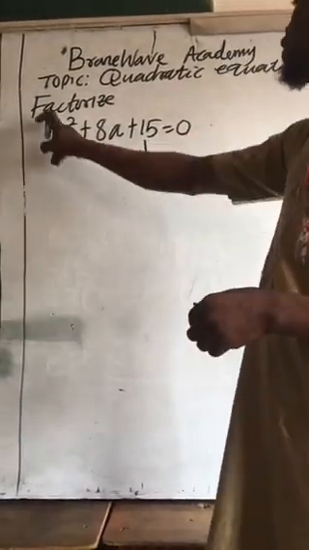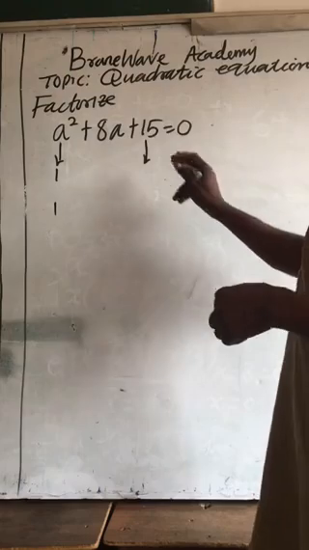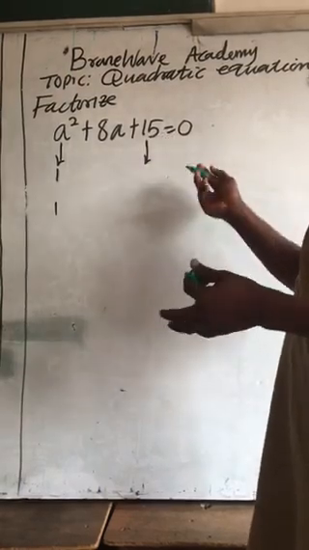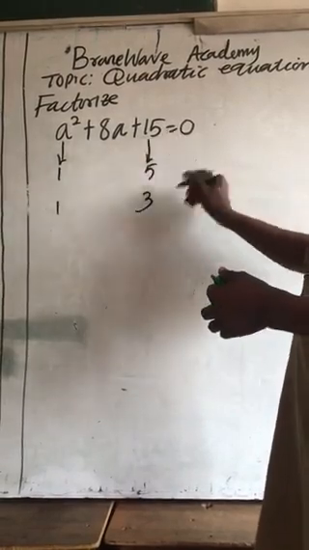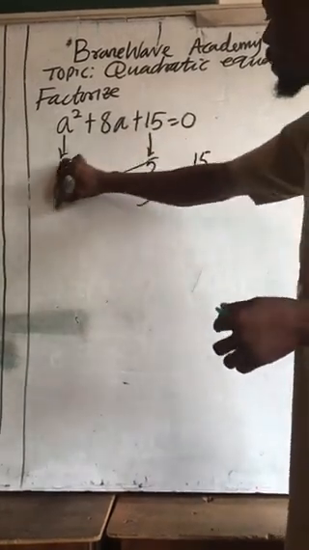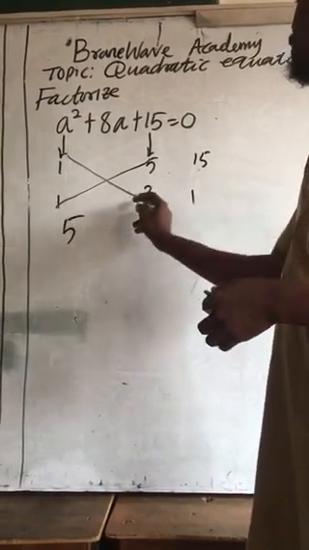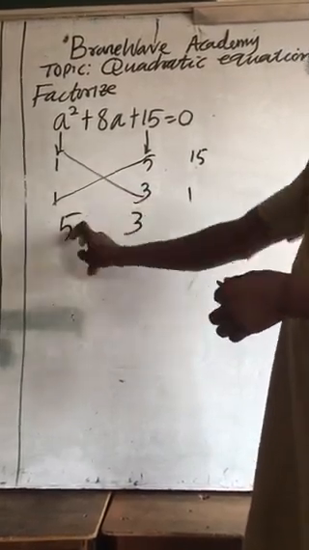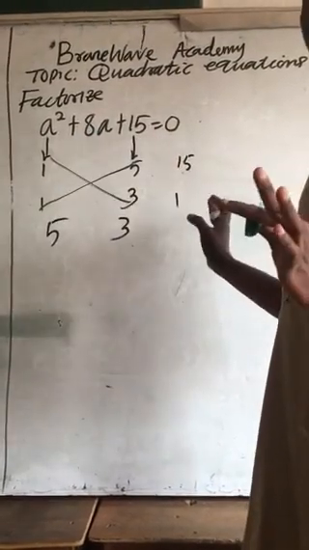So now, what is the root of a squared? It's 1 times 1. Then 15 here, what are the factors of 15? 5 and 3. What are the factors of 15 again? 15 and 1. Then you cross multiply. 5 times 1 is 5. 3 times 1 is 3. 5 plus 3 is 8. 5 times 3 is 15. This is the factor. Very simple.